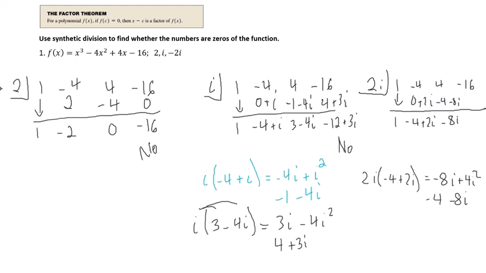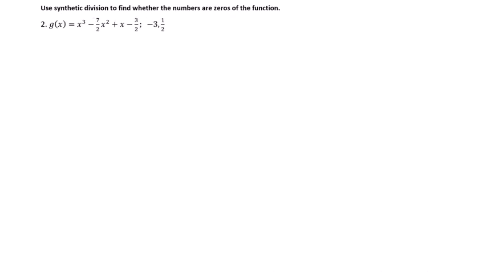2i times negative 8i is negative 16i squared, which becomes positive 16. And negative 16 gives you 0. So 2i is a 0. The other two are not zeros. All right, let's look at another example.